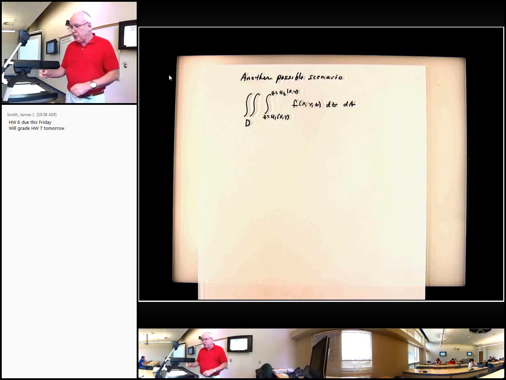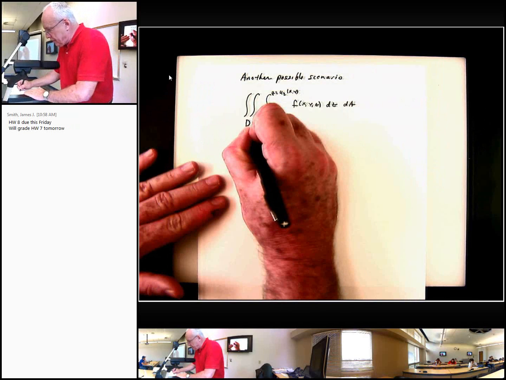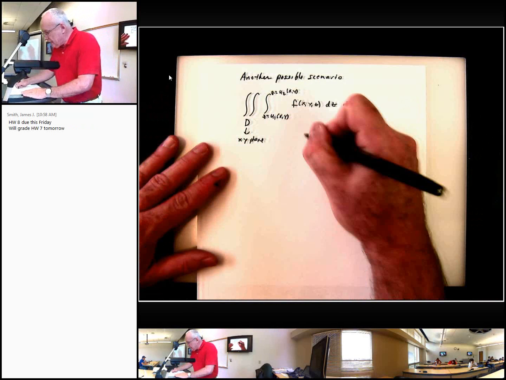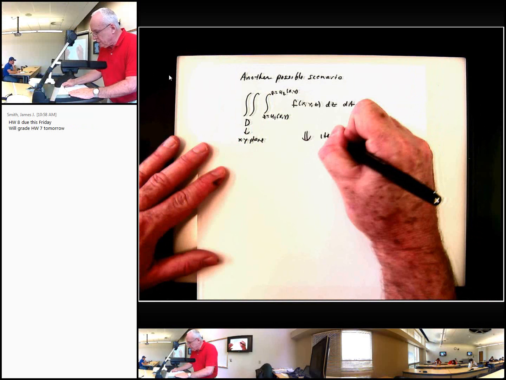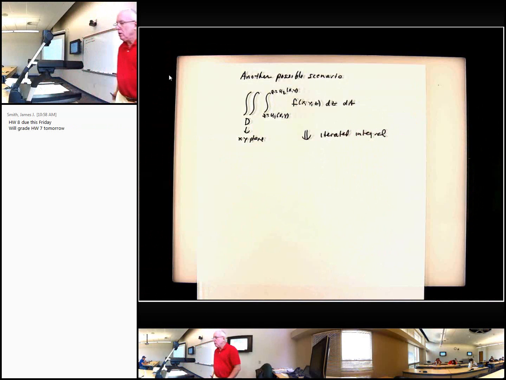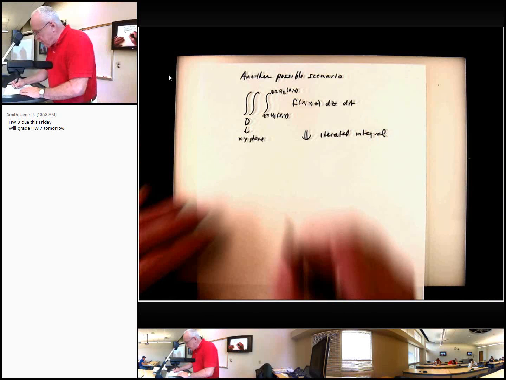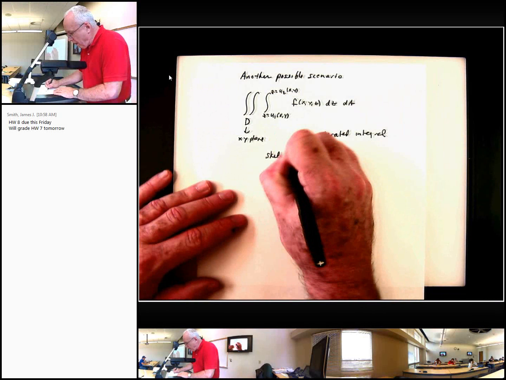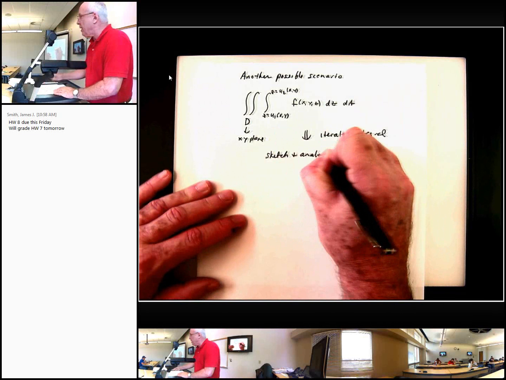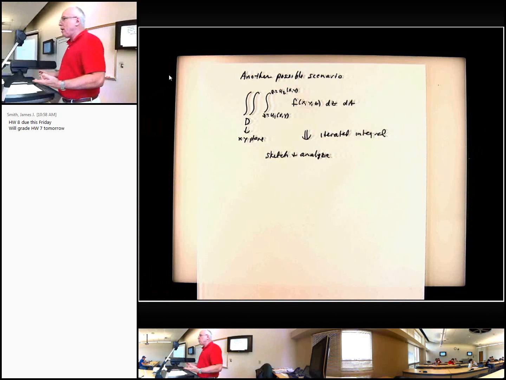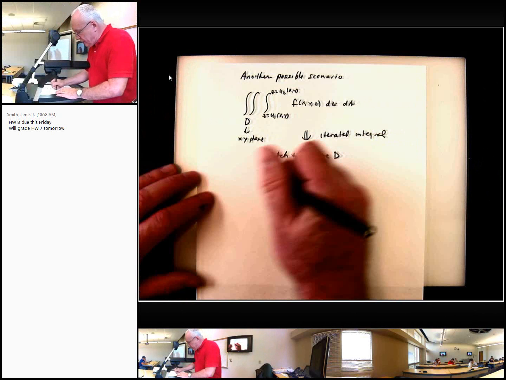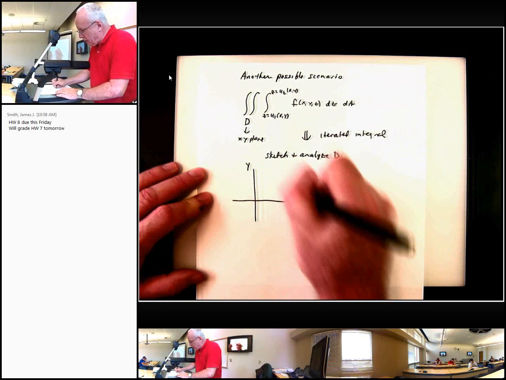And again, this region D is going to be on the xy plane. Okay, again, we have to convert this into an iterated integral to be able to evaluate this. All right, and again, we need to sketch. Let's put sketch and analyze, because you have to do more than sketch it. You also have to look at it and figure out which is the right case, okay? Sketch and analyze D. So in this case, let's suppose, here's the xy plane.